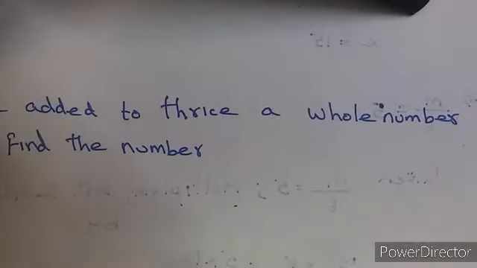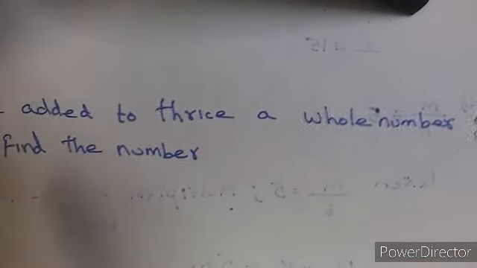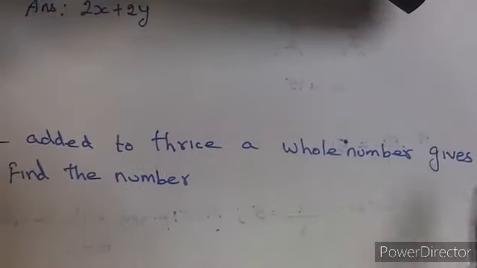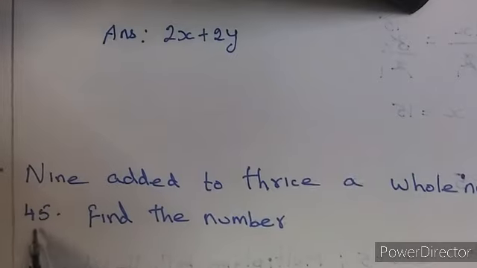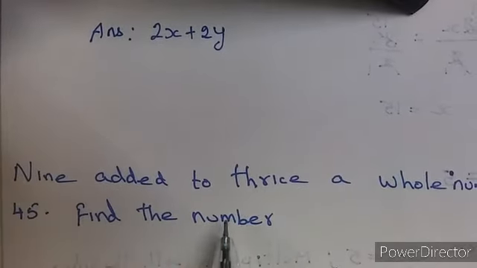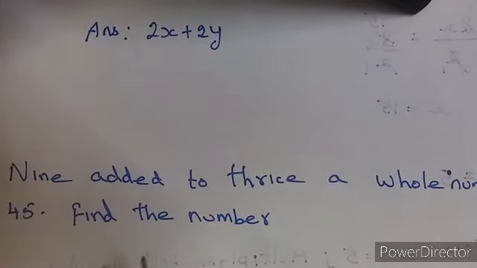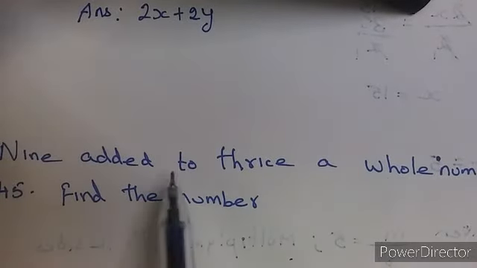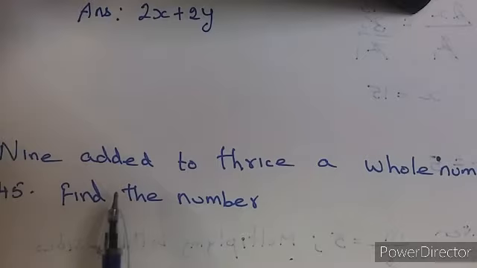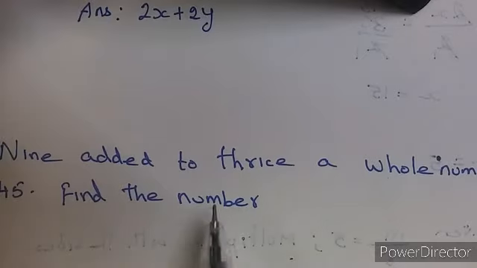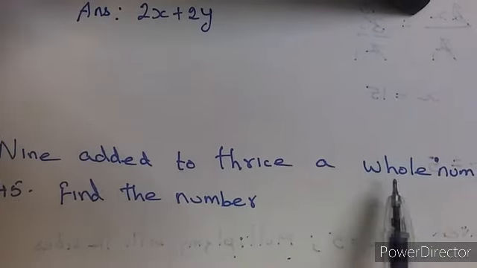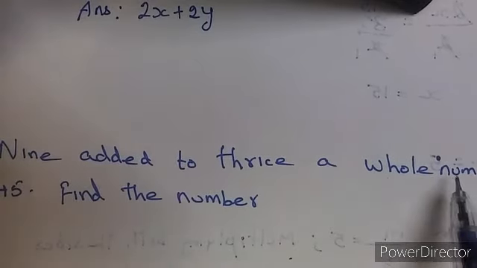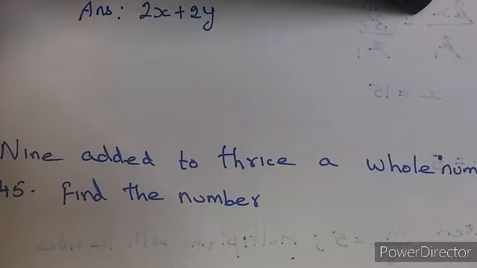Question number 5. 9 added to twice a whole number gives 45. Find the number. First step, try to find the verbal statement. Here the verbal statement is given. You try to write the algebraic expression first. 9 added to twice a whole number gives you 45.